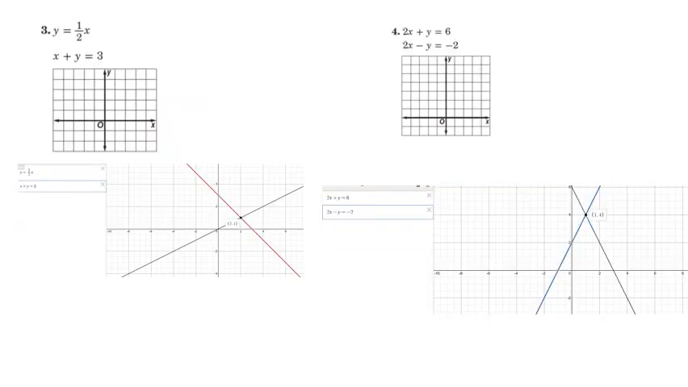All right, the next example, y equals half x. And then when I add x and y, I get 3. So I graph those two lines, typed them into Desmos, and I get the point 2, 1. And if you look, a half of 2 is 1, and 1 plus 2 is 3, so it works in both. So I'm going to graph the point 2, 1 on here, which is my solution.